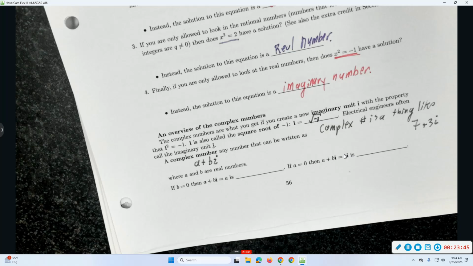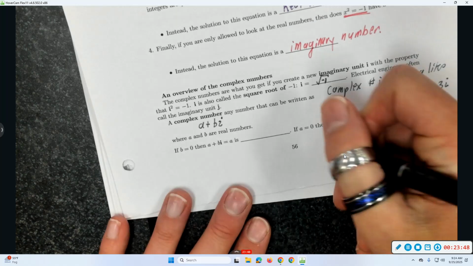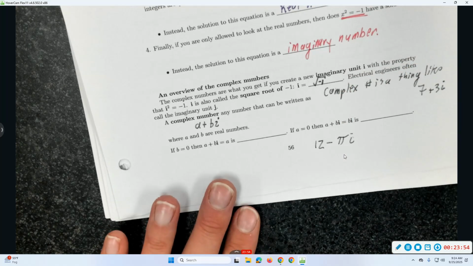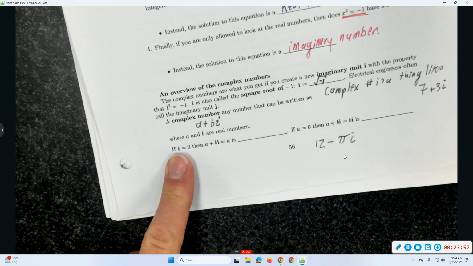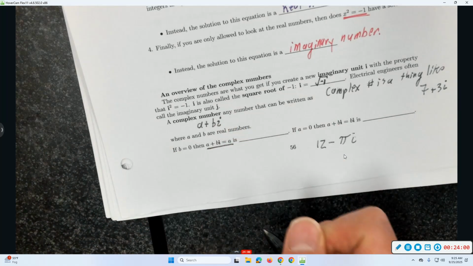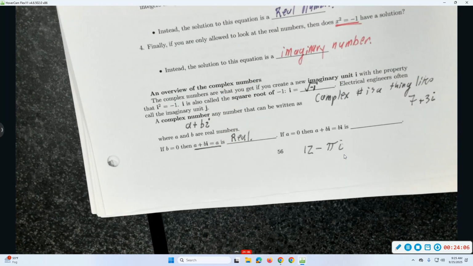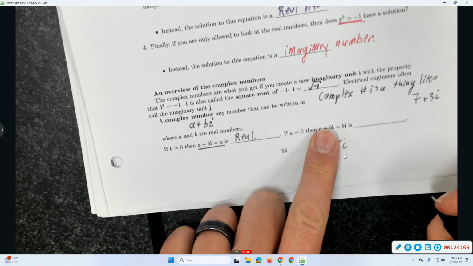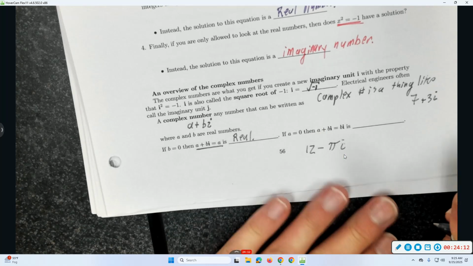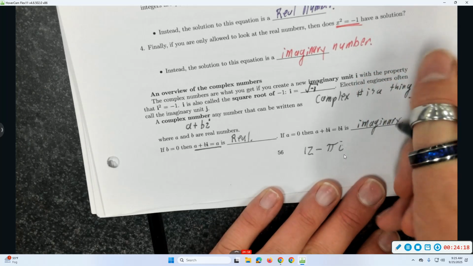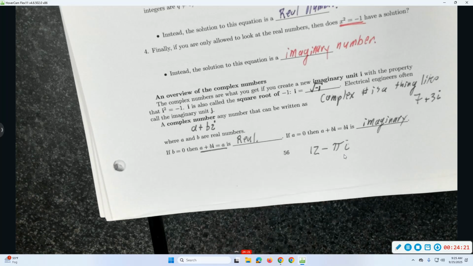Groovy. Feel pretty good. So anything that looks like 7 plus 3i, maybe 12 minus pi i, those things count as complex numbers. If b is 0, then a plus bi is just a. Well, then it's a real number, if there's no imaginary part. If a is 0, then a plus bi is just a multiple of the imaginary unit. Those numbers I'll just call imaginary. So if you like, a complex number is anything that has a real part and an imaginary part. Groovy. Feel pretty good? All right.